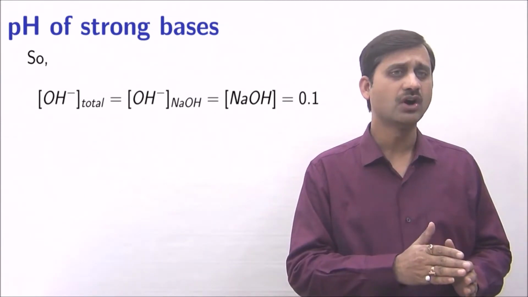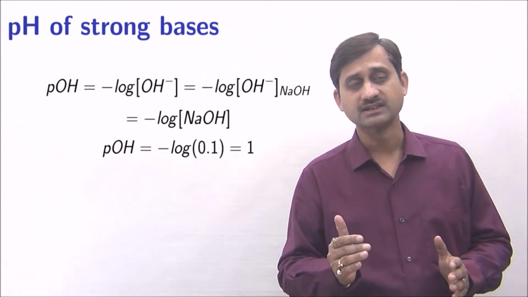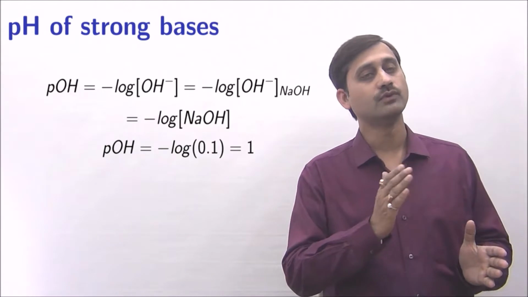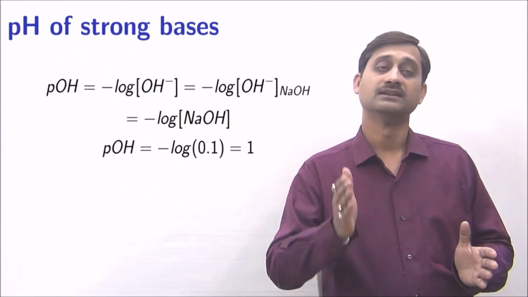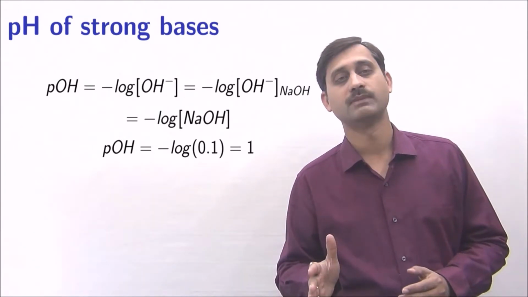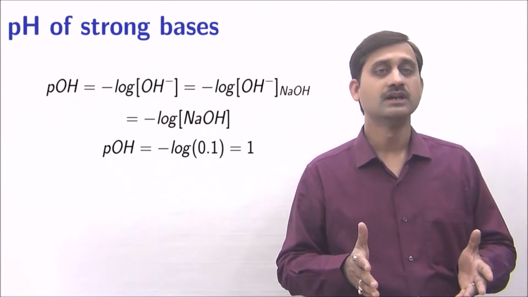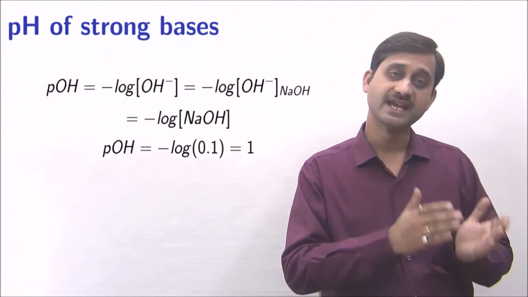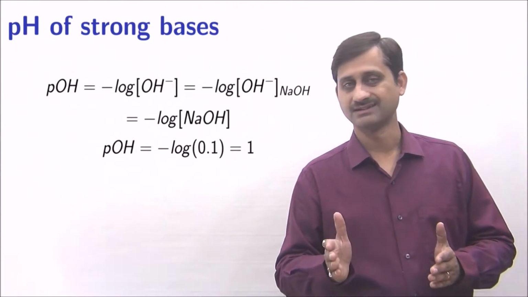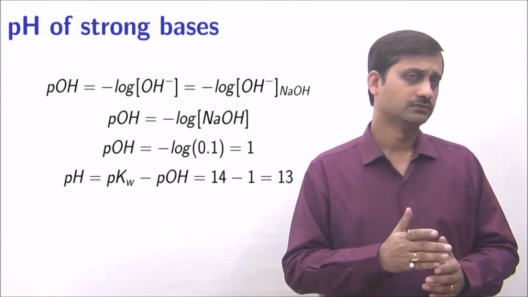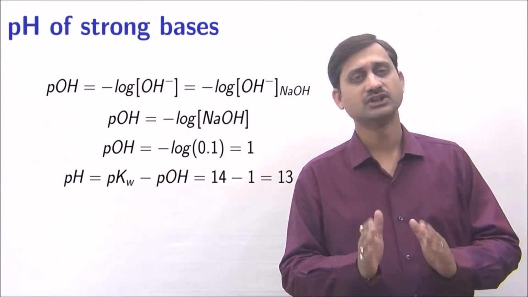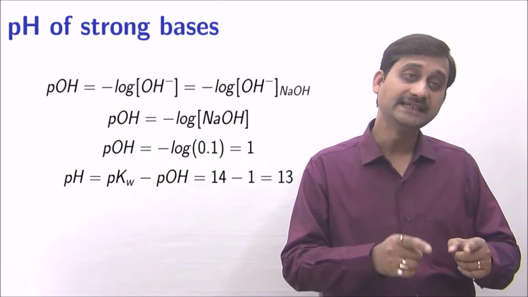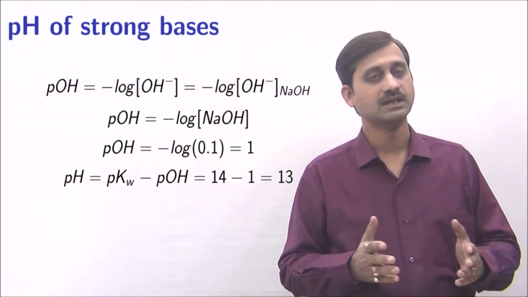Finally, getting the negative log of the concentration of hydroxide will give us pOH. pOH is equal to the negative log of OH minus, that is equal to the negative log of OH minus from sodium hydroxide, which is further equal to the negative log of sodium hydroxide concentration, which is equal to negative log of 0.1, and that's equal to 1. We know the sum of pH and pOH at 298 Kelvin is 14. So the pH is 14 minus pOH, that makes it 13.